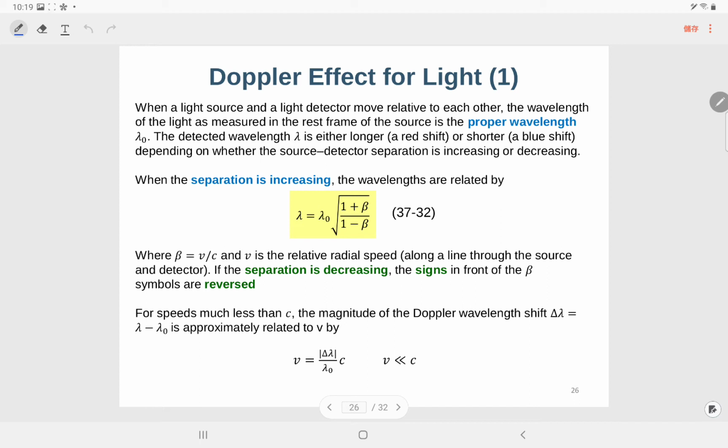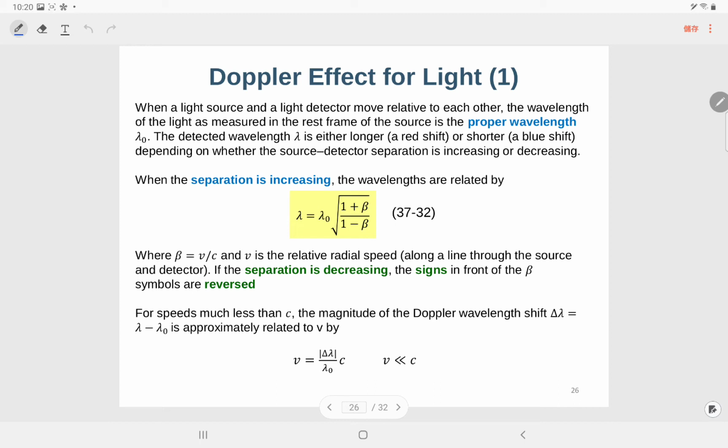Okay, so next, it's about the Doppler effect for light. For sound, you know the Doppler effect. You feel like the ambulance is moving closer to you or moving away from you, and then the frequency becomes higher or lower. If it is approaching you, you feel the frequency become higher, and if it is moving away from you, you feel the frequency become lower.